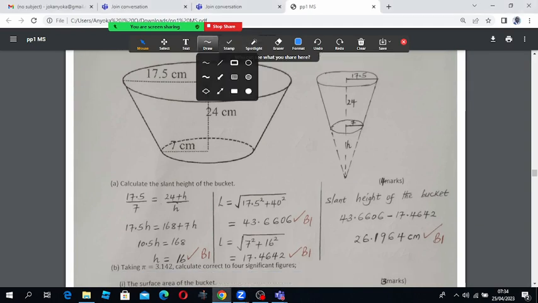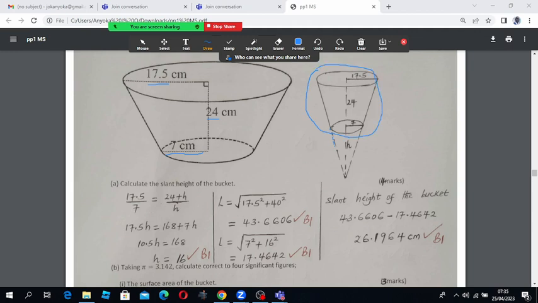And once you find that it has been transferred correctly, the radius was 17.5, the height of the bucket was 24, and the radius was 7 centimeters. So it has been transferred correctly. Calculate the slant height of the bucket. You are supposed to extend the bucket like the way it has been drawn here, so that from the frustum you get a complete cone.